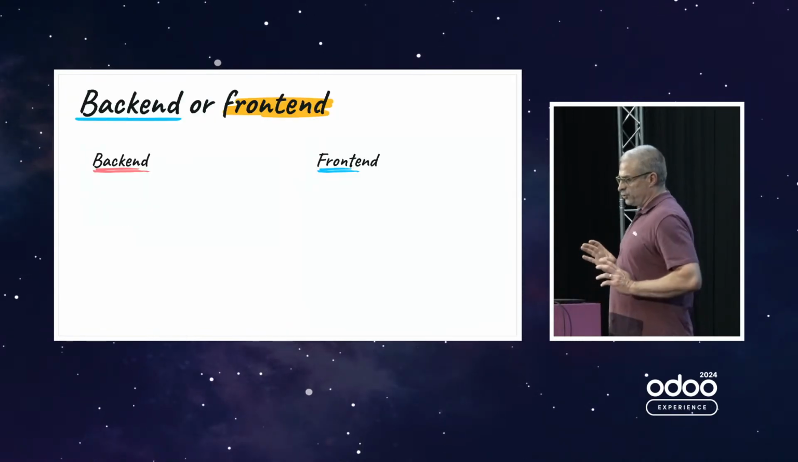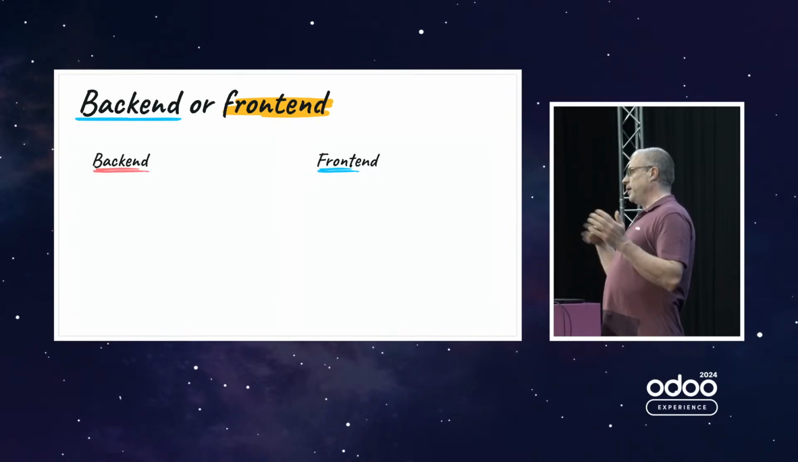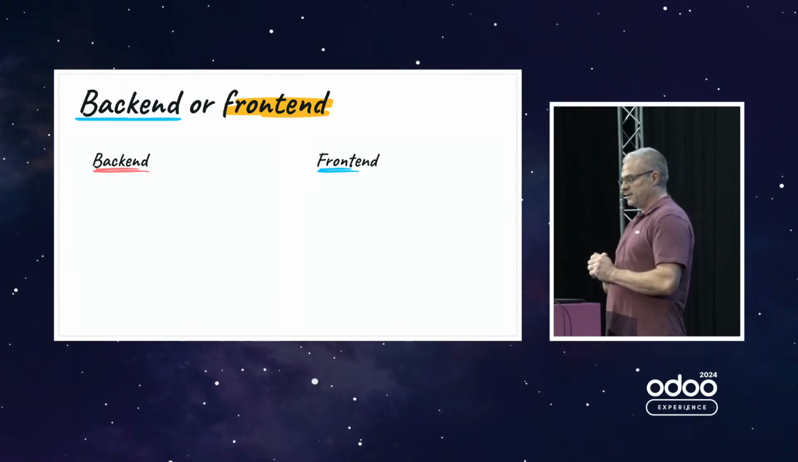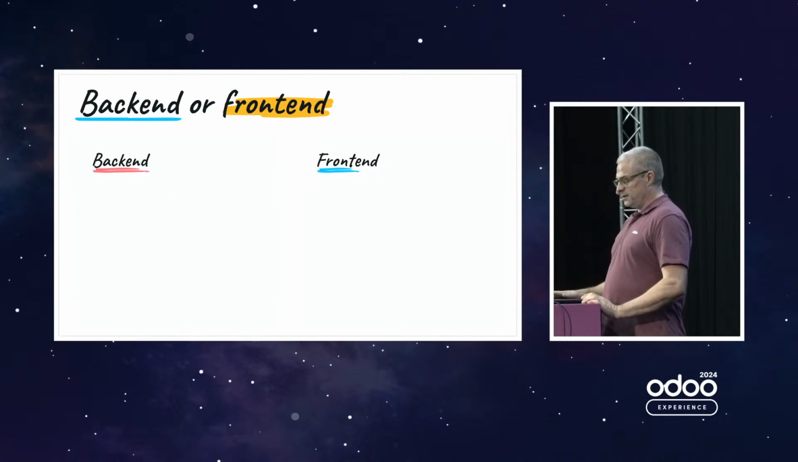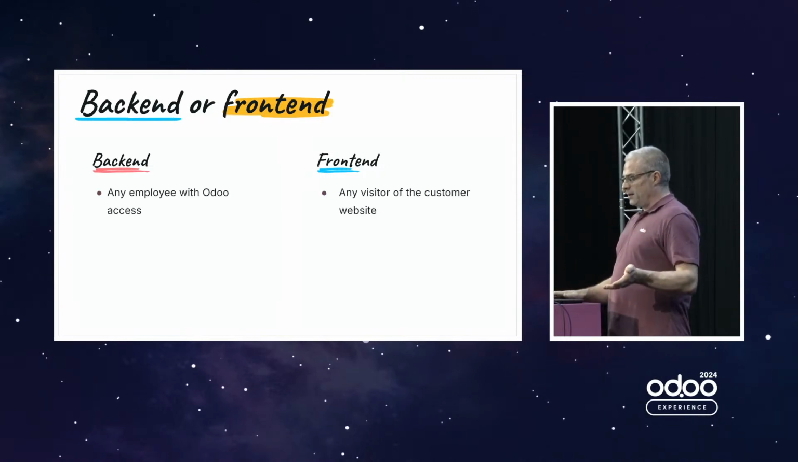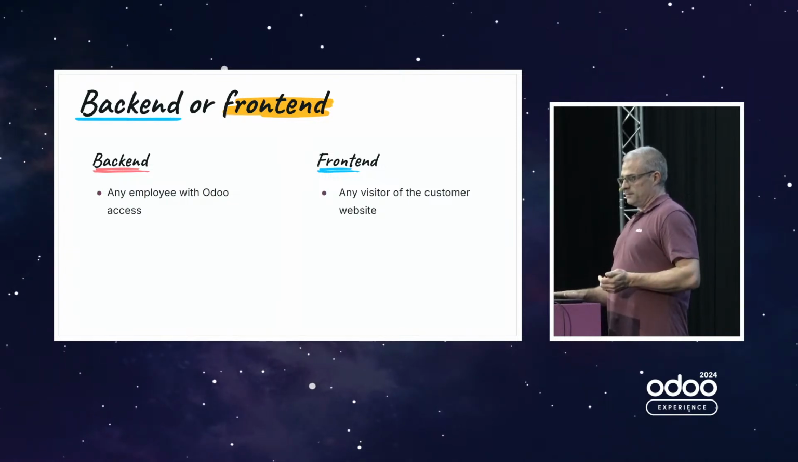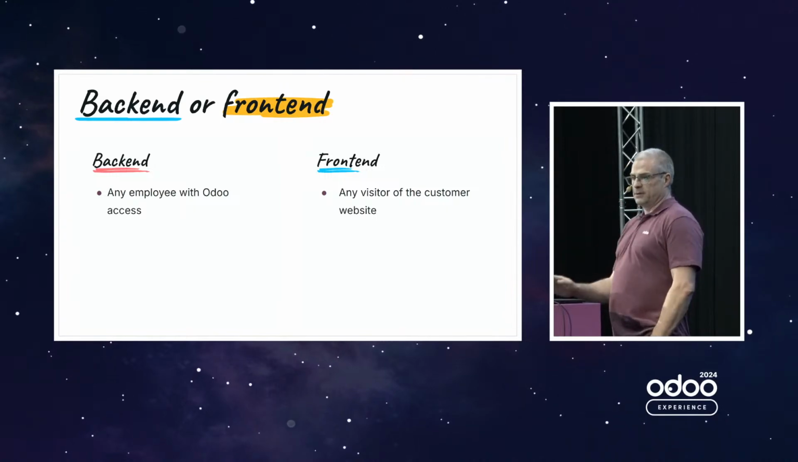I will use the terms backend and frontend, and depending on the developer you are talking to, those two terms mean different things. So I will explain what I mean by backend and frontend. By backend, I mean any employee with an Odoo access. By frontend, I mean any visitor of the customer website.